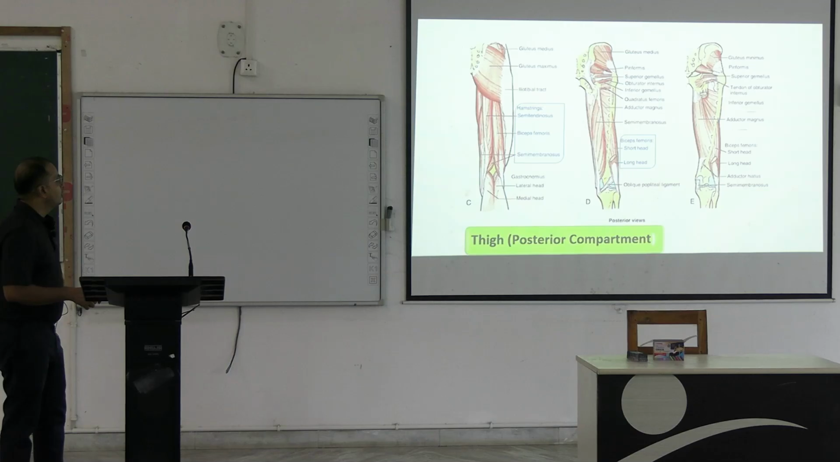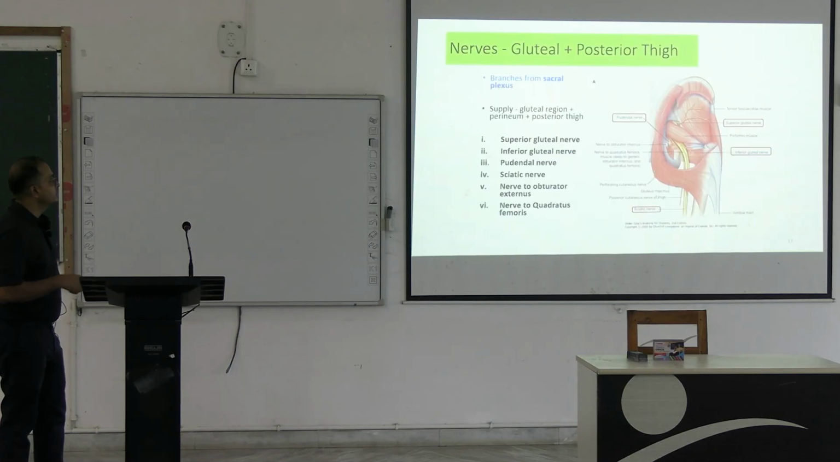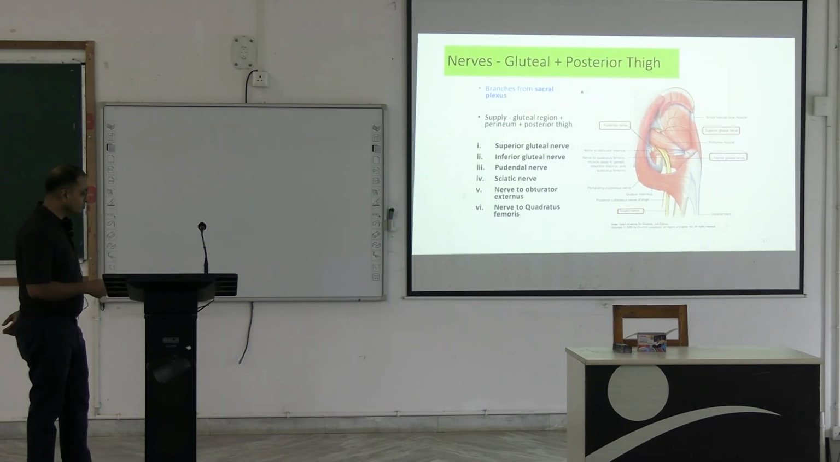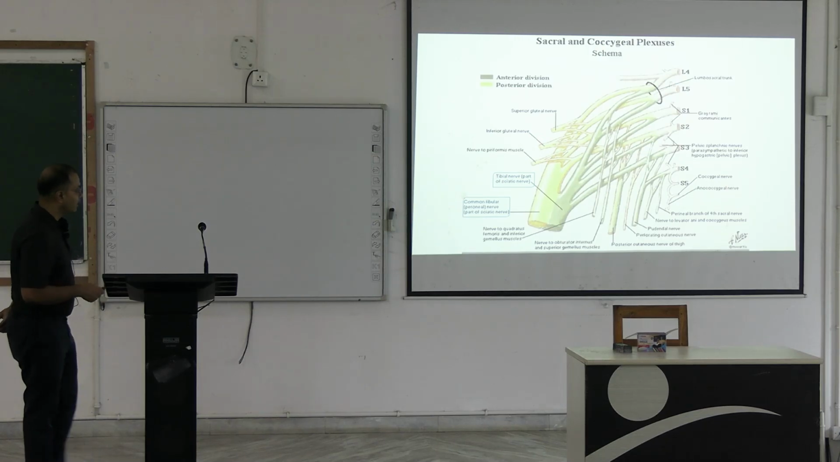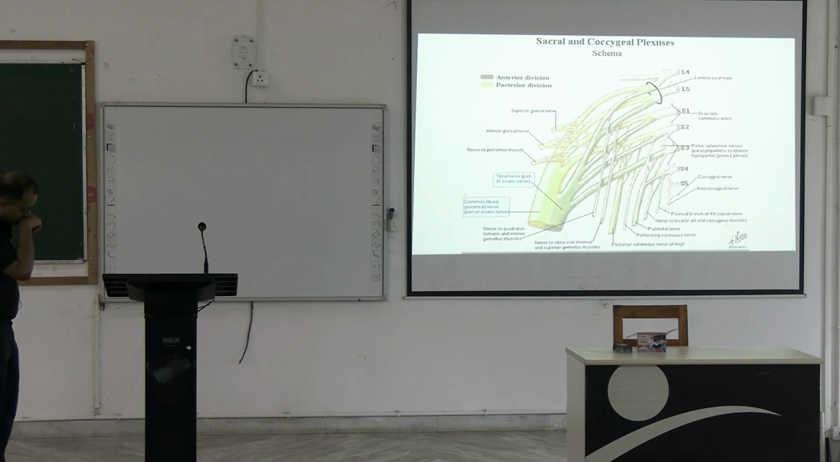Now coming to the nerve supply of the gluteal muscles. The muscles in this back region are supplied through the plexus we call the sacral plexus, which gives a number of branches. Likewise, we have seen the lumbar plexus. This sacral plexus is formed by L4, L5, and S1, S2 up to S5. They are contributing nerves like the superior gluteal nerve, inferior gluteal nerve, nerve to piriformis, sciatic nerve, and cutaneous nerves, which supply the back side as well.